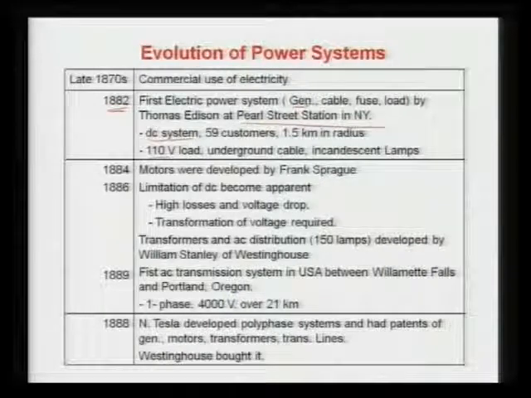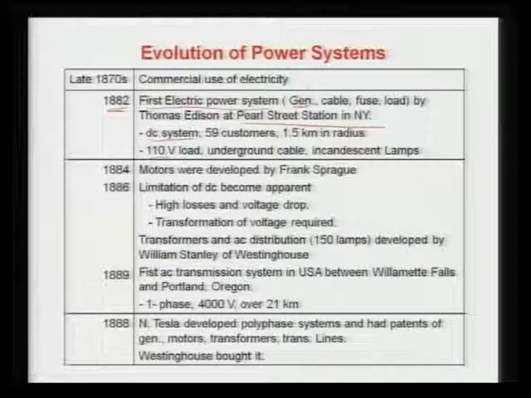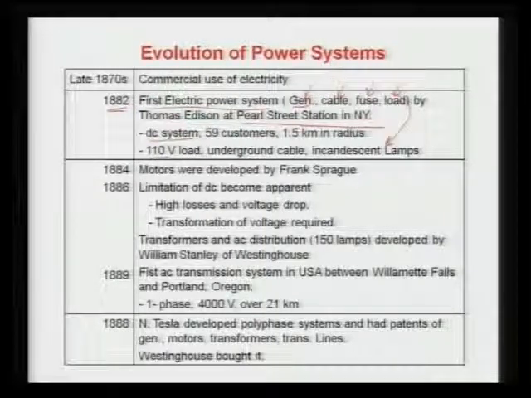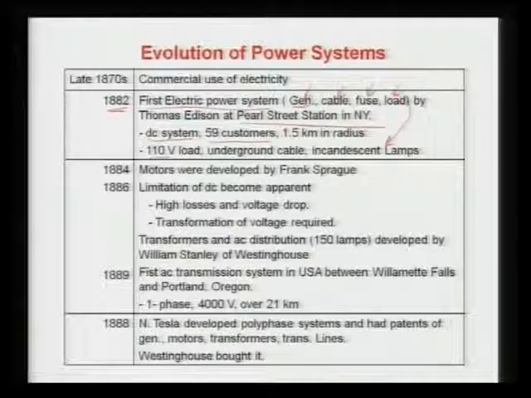So, this power station, the first electric power station, which was DC, consisted of DC generators. It used cables, and fuses were used for overcurrent protection. It was providing the load, which was nothing but simple incandescent lamps, simple bulb loads, and it was feeding only 59 customers in a radius of 1.5 kilometers.